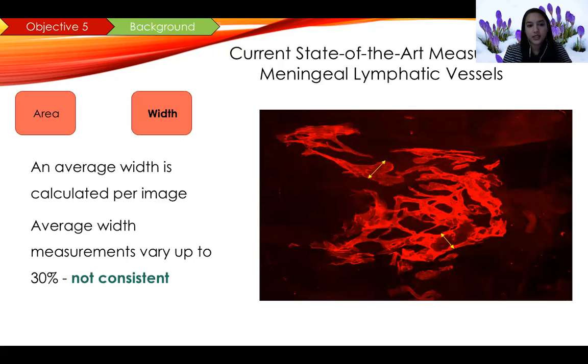The width is sampled at various points along the vessel manually. Width measurements vary wildly, up to 30%, because different users sample the vessels at different points. Average width also blurs over stark differences in lymphatic size across a network. Our goal is to create automated, reliable measures to quantify and characterize the meningeal lymphatic vasculature.